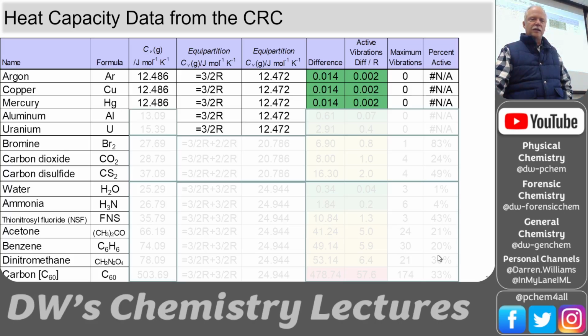So here's some heat capacity data from the CRC. So here we have, again, these monatomic gases. We just did this, right? We did 3/2. So 3 times 8 was 24, divided by 2 is 12. And here we have argon, copper, and mercury, and they're the same. Because their electronic energy differences, the electronic cloud doesn't matter in thermal processes like this.